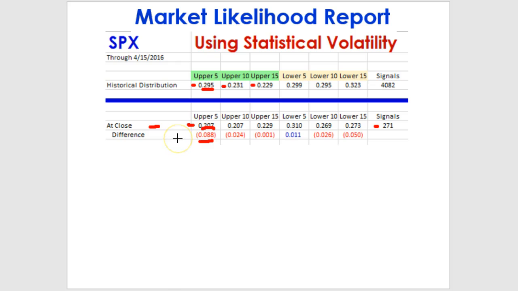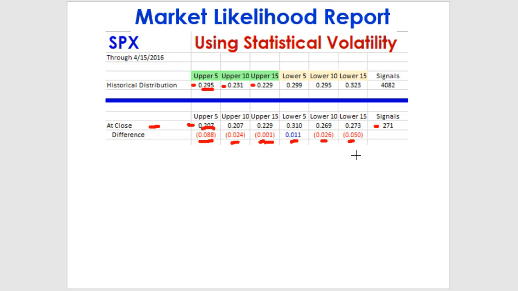So what we're saying is that this technical setup, just at the close and looking at that only, price strikes the upper band a lot less often than normal. This technical setup would indicate that all 3 of the upper bands get struck less often, although not that much less often on the 15. On the downside, it strikes the lower 5-day band just a squeeze more often than normal, and then the lower 10 and the 15, 2.5% and 5%. Are those tradable edges? Not really.